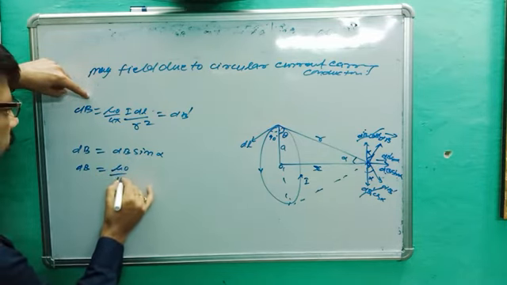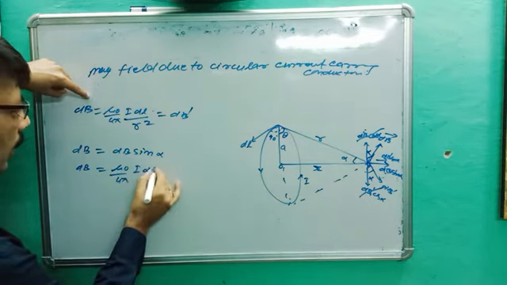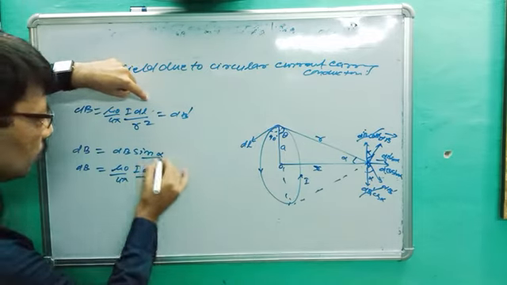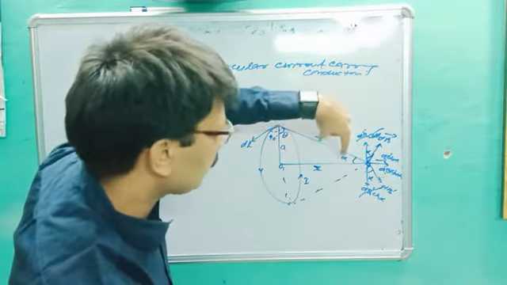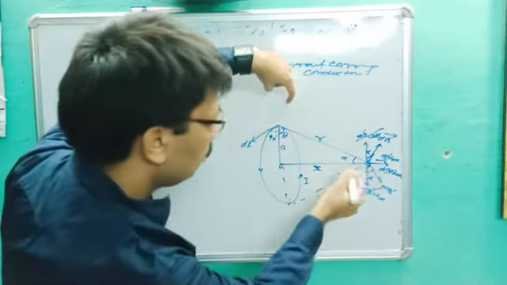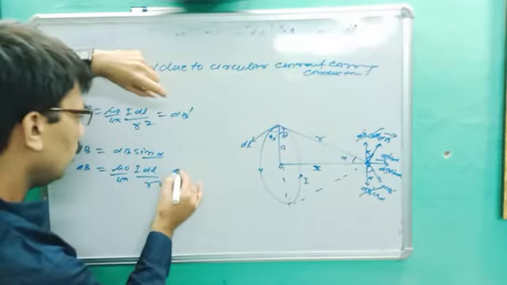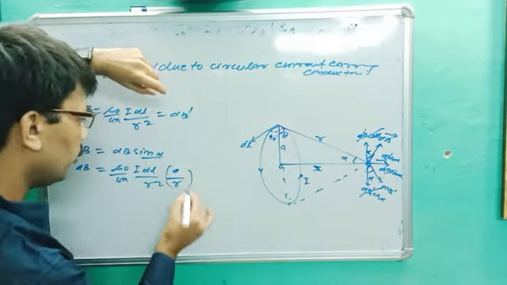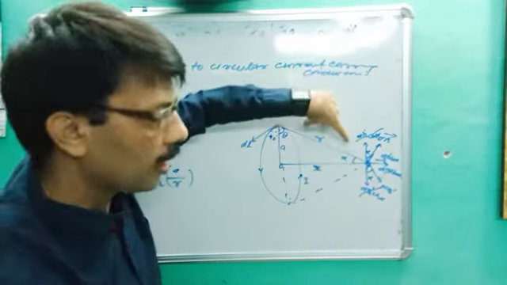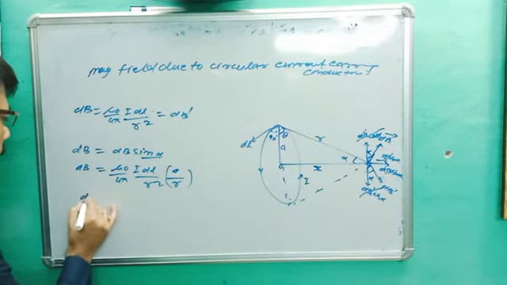Mu naught upon 4 pi I dl upon r square into sin alpha. What is the value of sin alpha? We can see that sin alpha is equal to sin theta, which is perpendicular upon hypotenuse. So the perpendicular is a, and the hypotenuse is r. We are getting sin alpha as a upon r. Sin alpha is equal to perpendicular upon hypotenuse. So what do we get here?